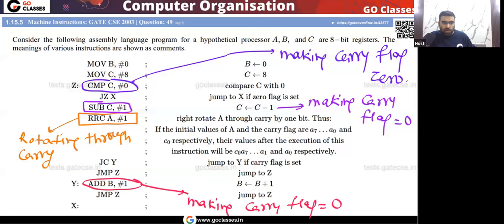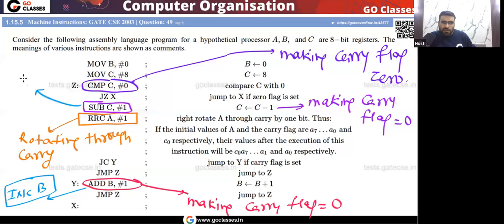Notice. Just assume, for example, instead of this addition, you are adding 1. So which instruction can you use which will not affect the carry flag? You are adding value 1. Which instruction can you use instead of this? Yes, you can use increment. Increment, will it affect the carry flag? It will not affect the carry flag.